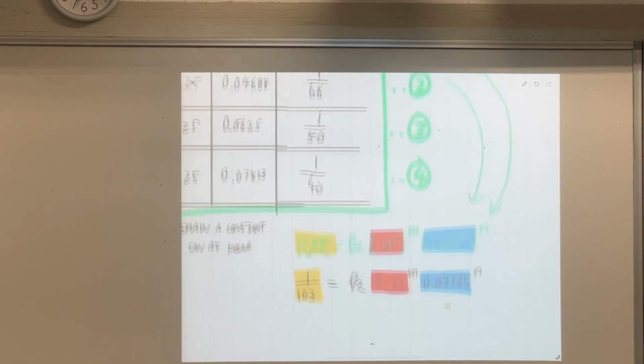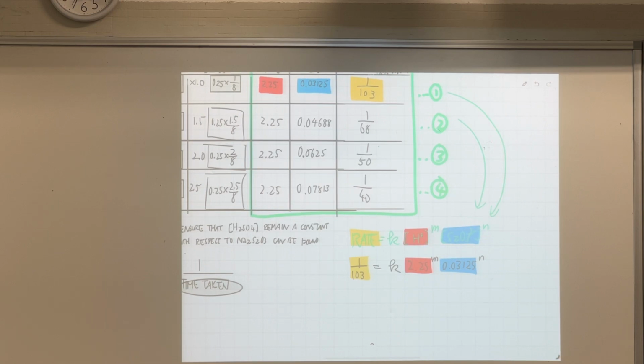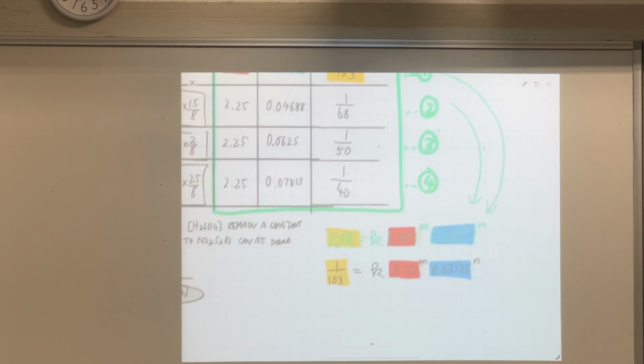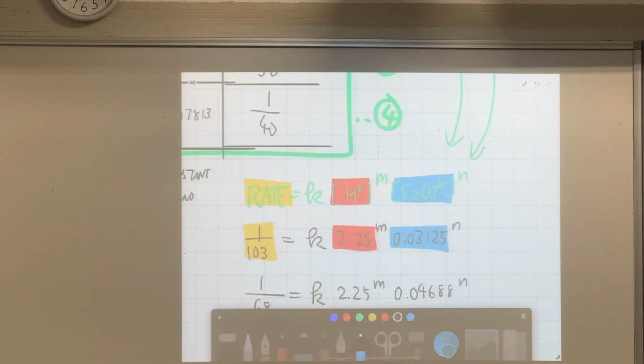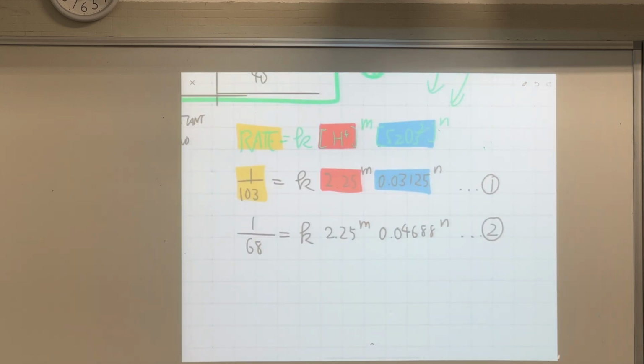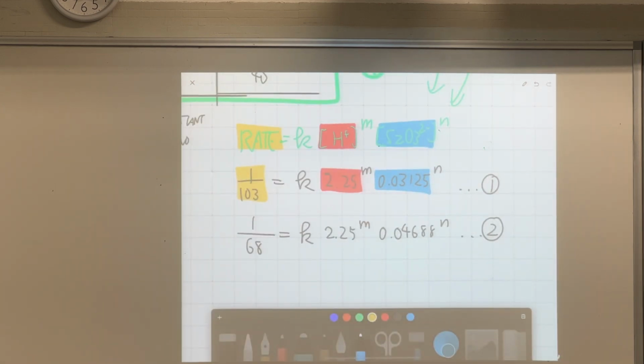Now can you try to put the data from experiment 2 also into the same equation? Tell me what will it become? It will become 1 over 68 equals K times 2 to the power of M, 0.04688 to the power of N. Now, remember what we said? You can manipulate this equation. Do you want to do 1 divided by 2 or 2 divided by 1? Doesn't really matter. 2 divided by 1. Okay, let's do 2 divided by 1 then.